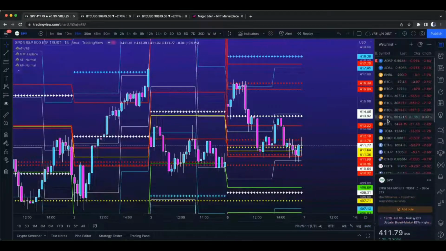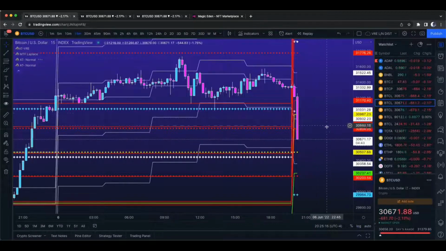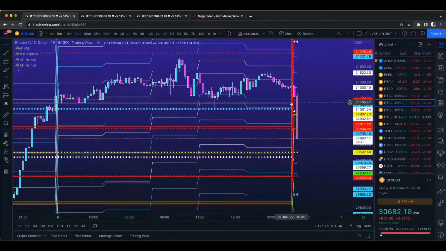I'm not done with Bitcoin. Hold on. Get up there. Yee-haw! That's some action right there. That's some action. Tell you.